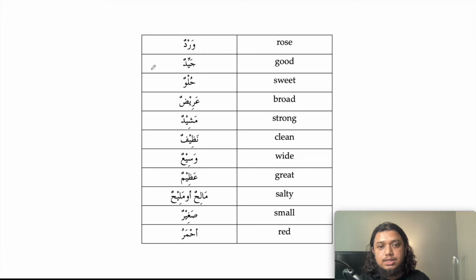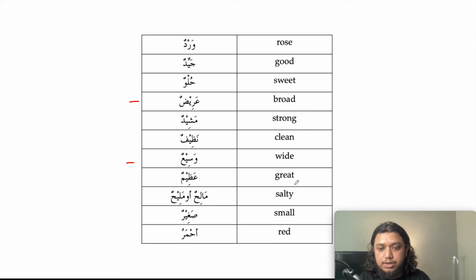Jayyid. Jayyid means good. So it is the opposite of radi, which means bad. Hulw. Hulw means sweet, as in sweet tasting. And arid means broad or wide. Mashid means strong. And nadhif. Nadhif means clean. Wasi'. Wasi' also means wide. So arid and wasi' both mean wide.